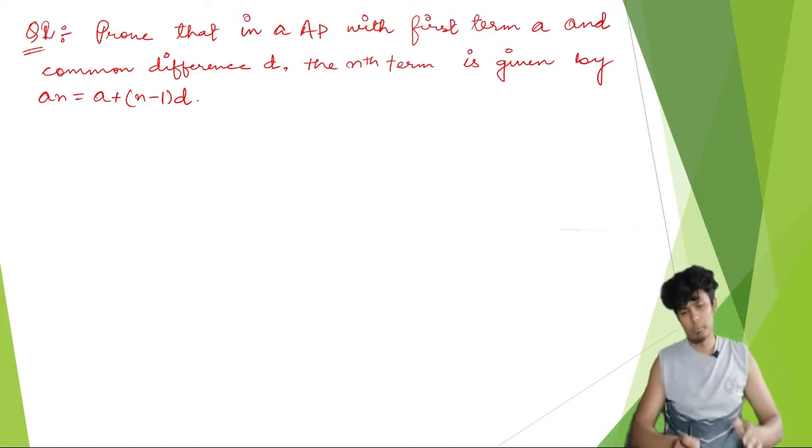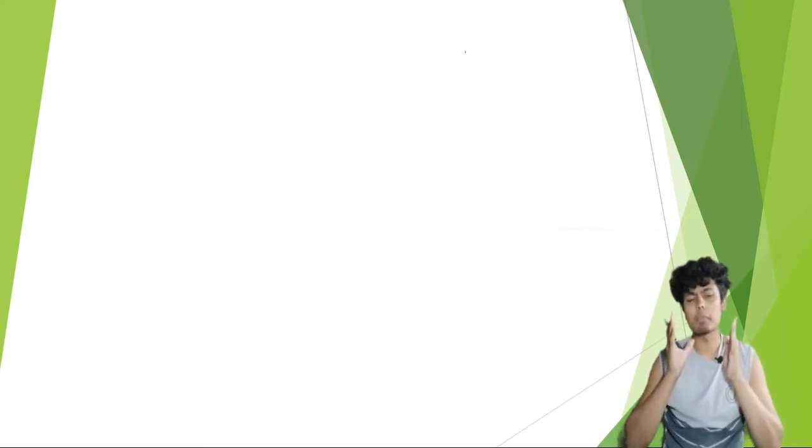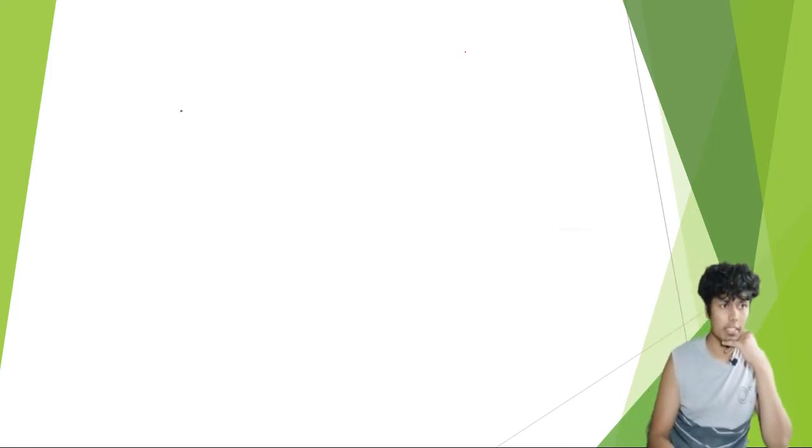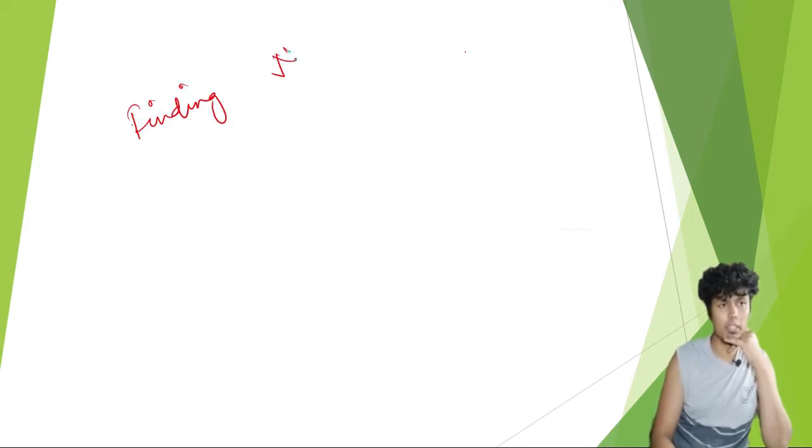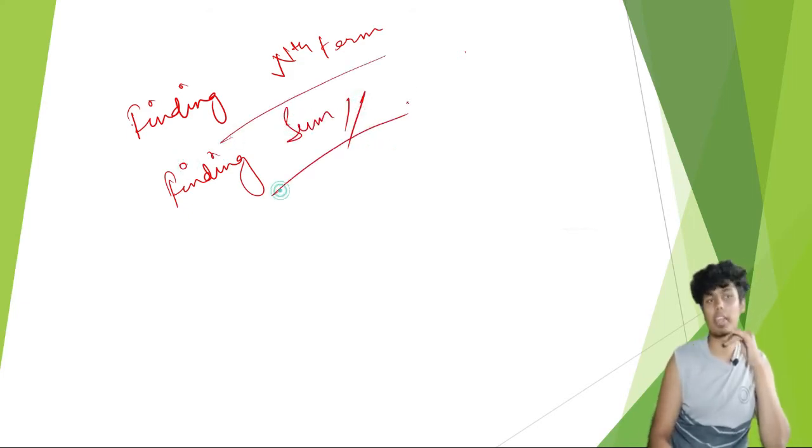Okay, now before going to the question, chapter number, the arithmetic progression, we have understood what is an arithmetic progression. Arithmetic progression can be divided into 2 parts. One is finding nth term, and another is finding sum.